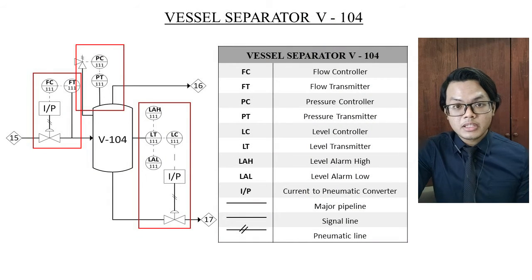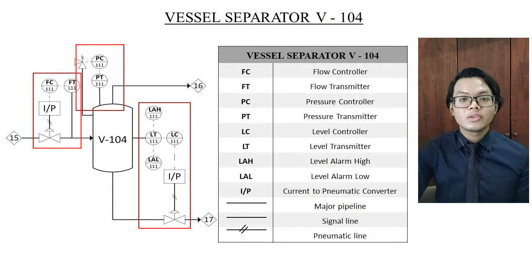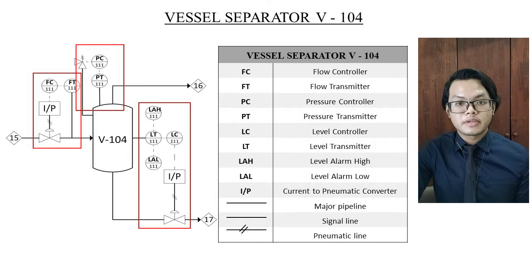Next is the vessel separator V104. Here we would like to control the flow input, the pressure inside the tank, and also the level inside the tank. The feed-forward control system was used to control the pressure, and the feedback control system was used to control the flow input and also the level of liquid inside the tank.